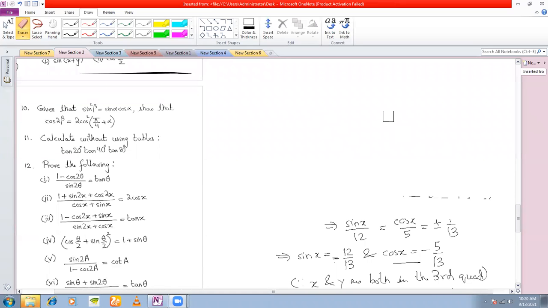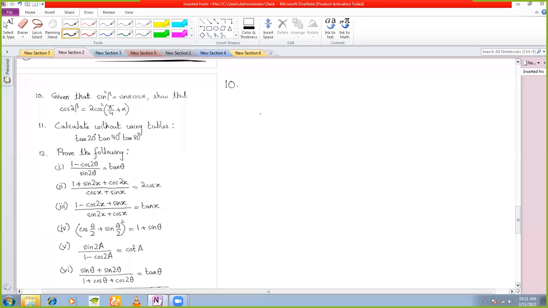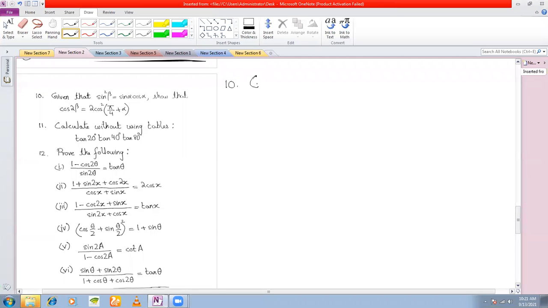Now in your test, what I saw was, let me just mention this. Given here is sine square beta is equal to sine alpha cos alpha. This is what is given to you. You need to prove that cos 2 beta is equal to 2 cos square pi by 4 plus alpha. Okay. So because you need to find out cos 2 beta, what is the relation between cos 2a and sine a?